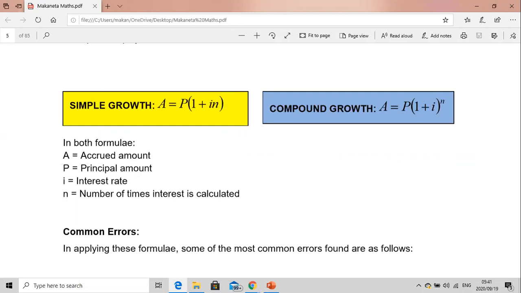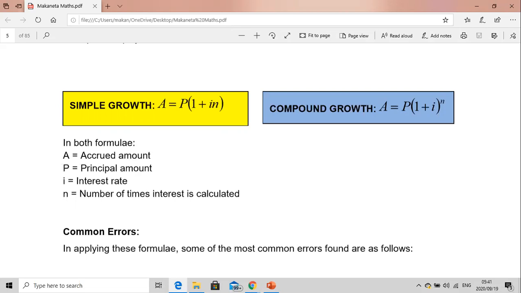This simply means that A, as I've said, stands for the accrued amount, and P stands for the principal amount, whereas I stands for the interest rate. And N in this case is the number of years or the number of times interest is calculated. Remember that we already said at some point 18 months was the number of times. So if you do it on a monthly basis, then it will be 18 times. So that is the number of times.